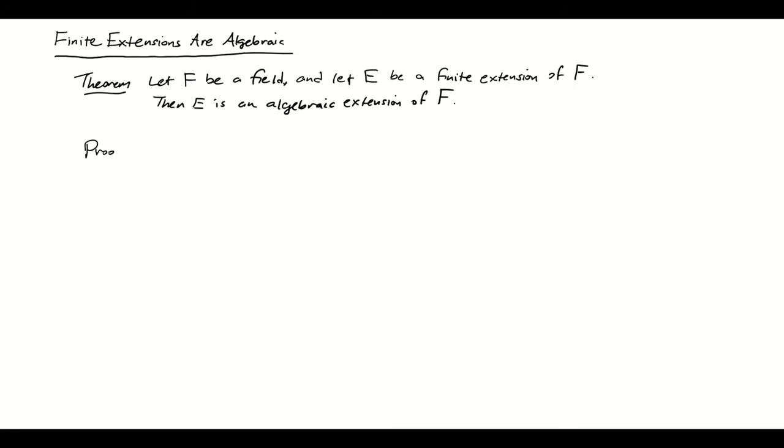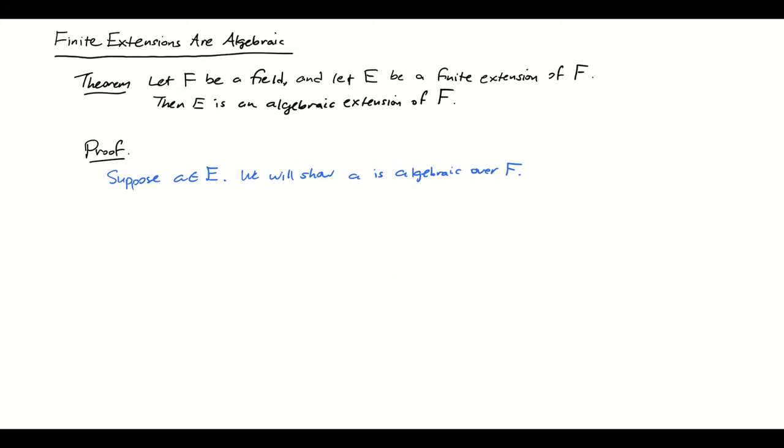Here's the proof. Let's start in blue here. All right, suppose A belongs to E. We will show A is algebraic over F. And the approach that we're going to take here is we're going to use the fact that E has finite dimension as a vector space over F. That's going to be the key approach here.